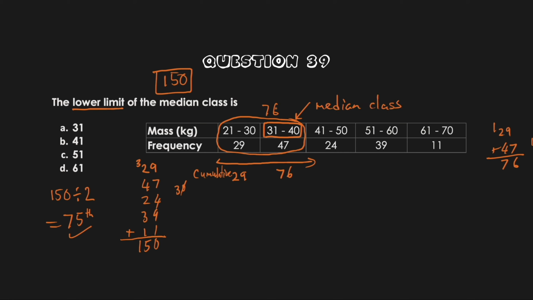I know that because this goes up to at least 76. So the 75th person must be somewhere inside here. We definitely passed the 29 mark, so 29 and above. So inside this class would have the 30th, 31st, up to the 76th person. Okay, and that's not to be confused with the actual class numbers. So the lower limit would be this 31. 40 would have been the upper limit, but since we want the lower limit, it's 31.